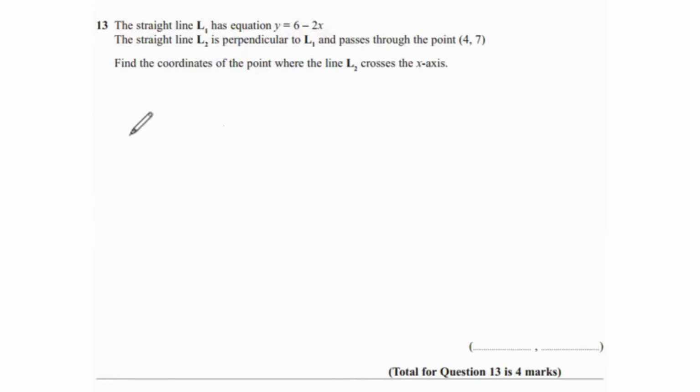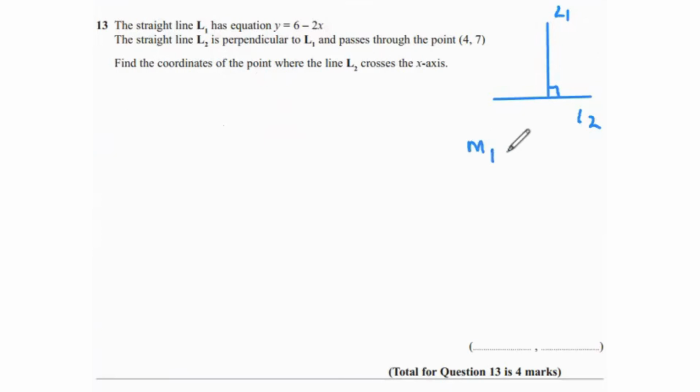First thing we need to identify is that L2 and L1 are perpendicular. So what do they mean by perpendicular? When they say two lines are perpendicular, that means they're making a 90-degree angle at the intersection. This is L1, this is L2. So if two lines are perpendicular, how do we use this information to solve the question?